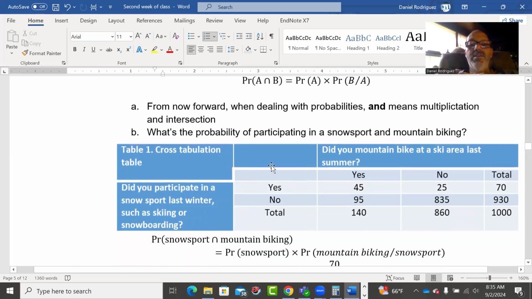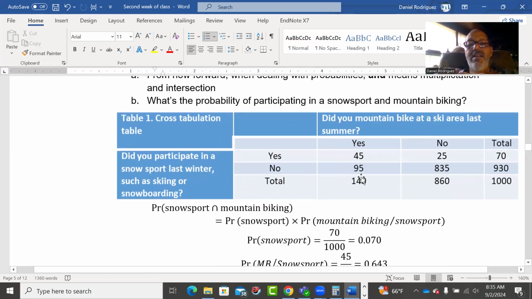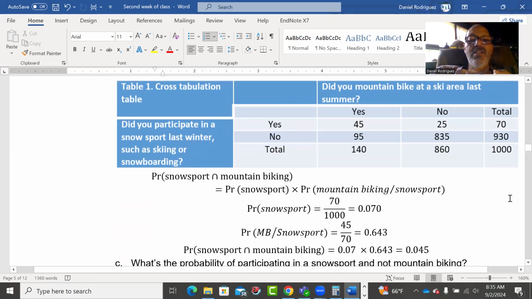What's the probability of participating in a snow sport and mountain biking? Well, we already did that, right? Snow sport and mountain bike, that was 45 divided by 1,000. But sometimes I'll have you do it directly from a table. Like you can go 45 divided by 1,000, boom, you're done. But I may say, no, you have to use the equation to do it.